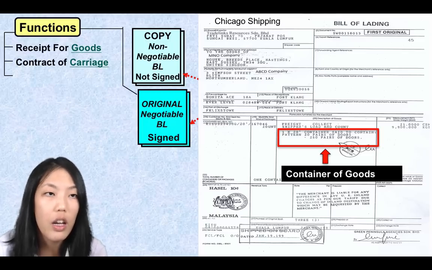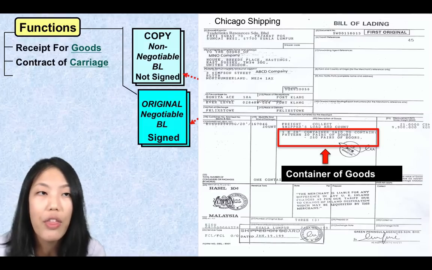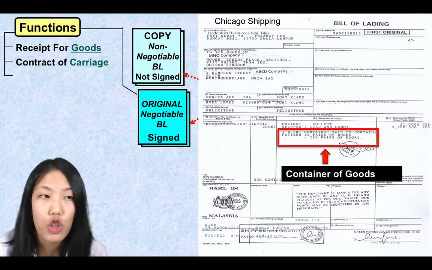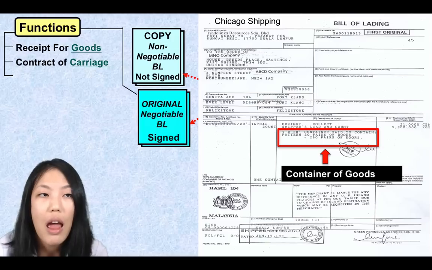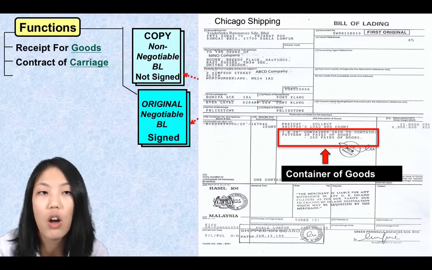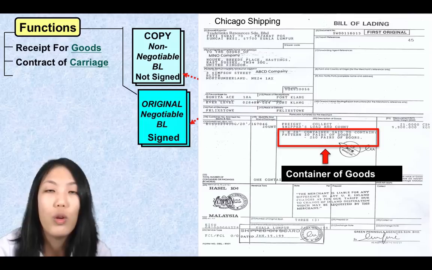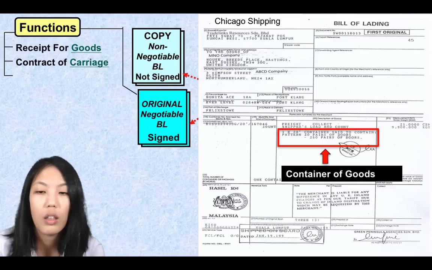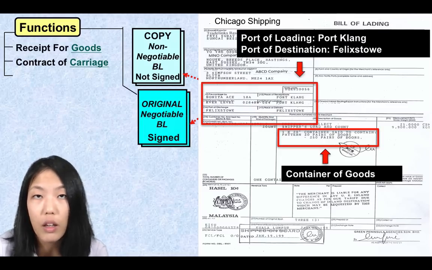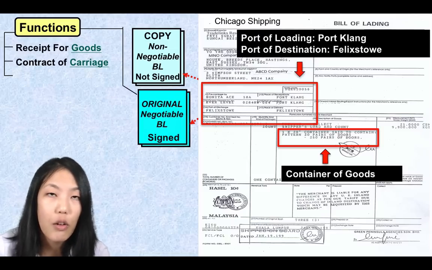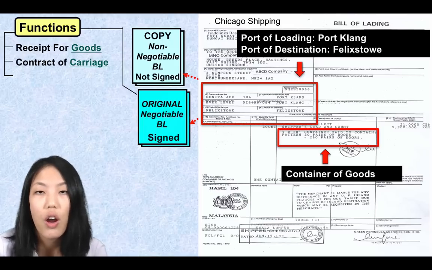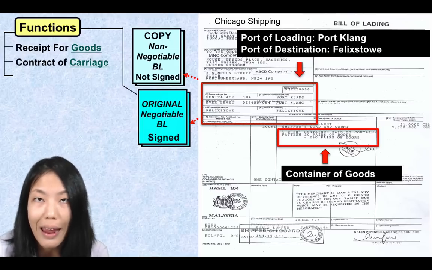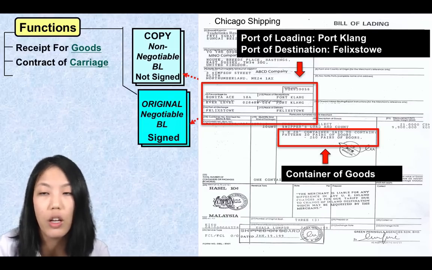The second function is that the bill of lading is evidence of a contract of carriage. The bill of lading is a contract between a shipper and the carrier. It outlines the shipping method and terms for transporting the goods from origin to its destination, as per the terms of the sales contract signed between the buyer and the seller. As you can see in this bill of lading, this particular red box highlighted is the evidence of contract of carriage from the port of loading in Port Klang to the port of destination in Felixstowe.